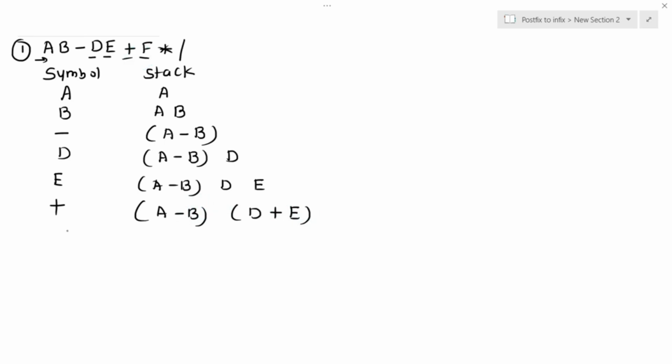The next symbol is F. So F is an operand. So we get third operand. First one is A minus B. Second one is D plus E. And here we have third operand, that is F.